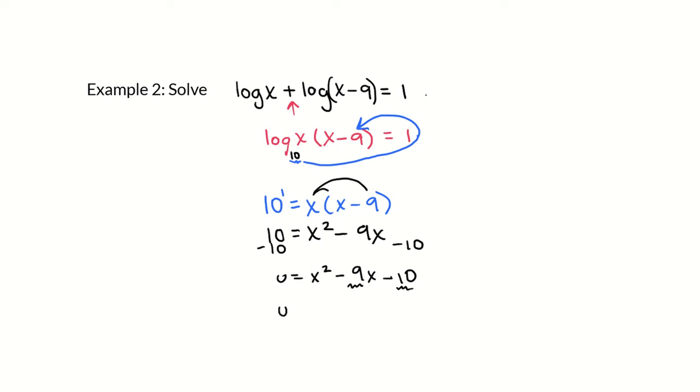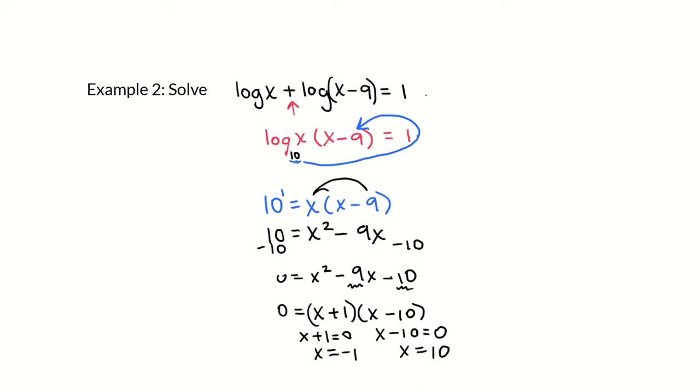So we get 0 equals x plus 1 multiplied by x minus 10. Last step for solving is to set each factor equal to 0. So set x plus 1 equal to 0. We would solve by subtracting 1 from both sides to get x equals negative 1. And then the other factor, x minus 10 equals 0. We solve by adding 10 to both sides to get x equals 10.